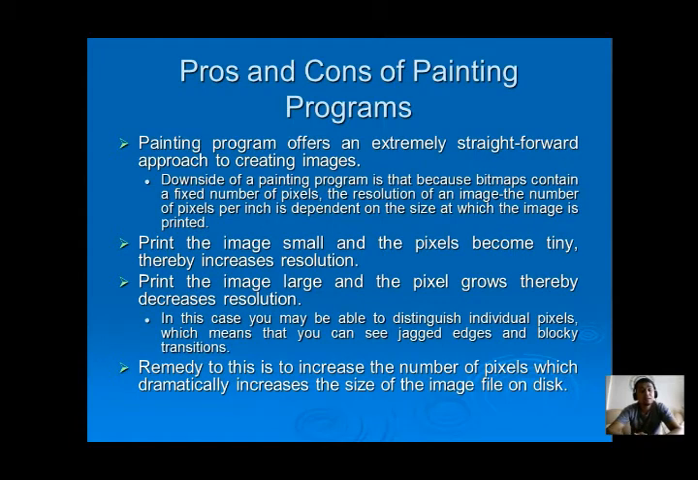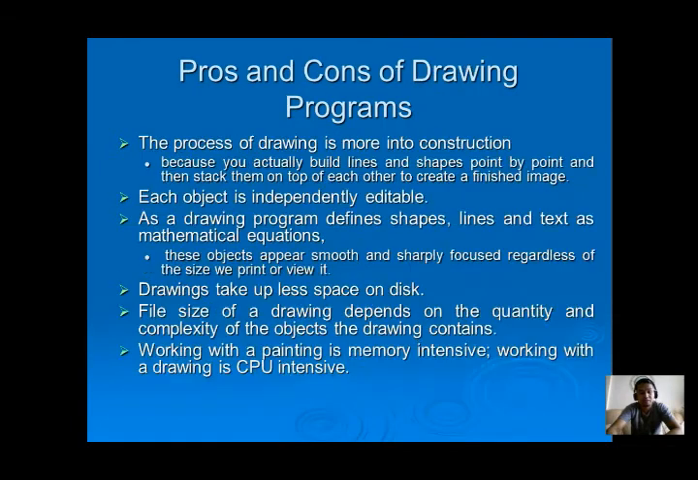Now when you print the image very small, the pixels become tiny, thereby increasing the resolution. If you print the image large, the pixels grow, thereby decreasing the resolution. In this case, when you print the image large, you'll be able to distinguish the individual pixels, and you can see a lot of jagged edges and blocky transitions. To remedy this, you can increase the number of pixels, but that dramatically increases the size of the image file on the hard disk.